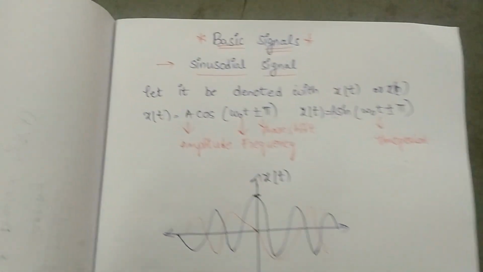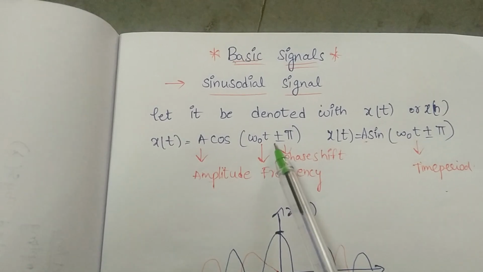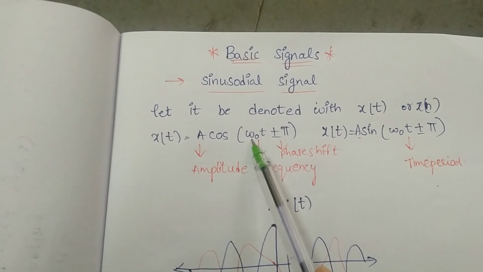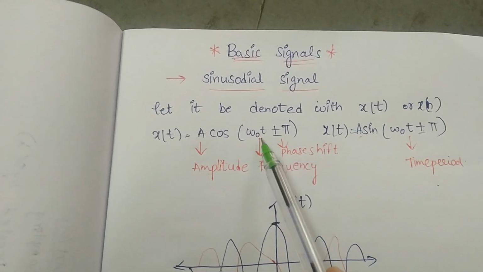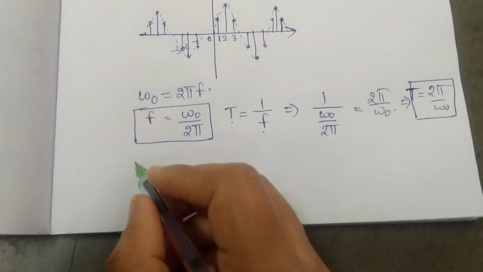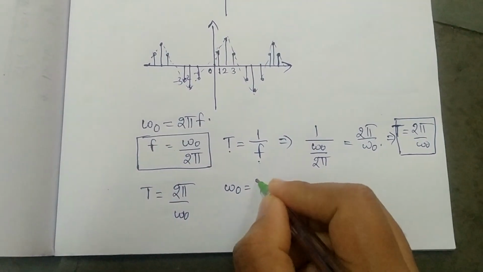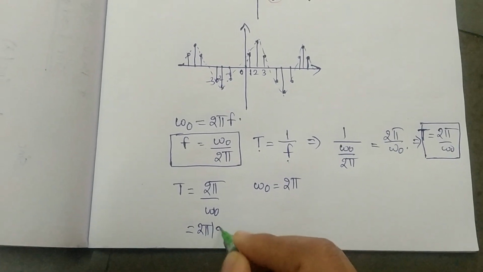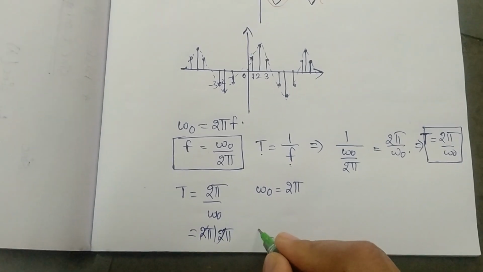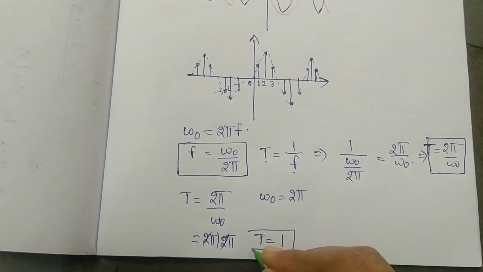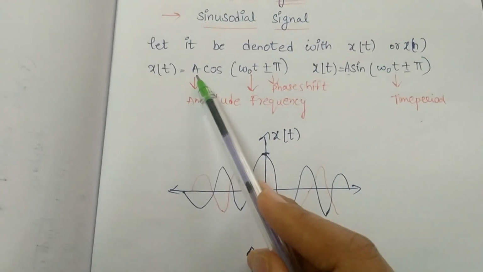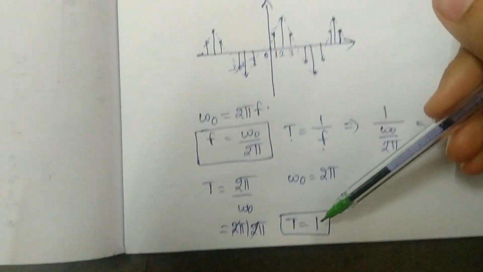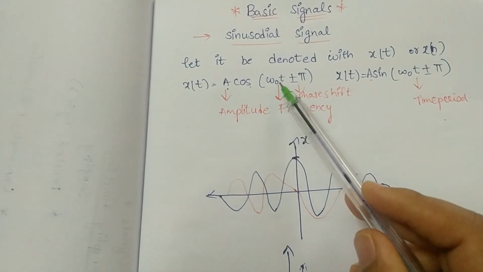For example, in this place, A cos(2 pi t) will be there. What is the frequency here? Omega naught is equal to 2 pi, so we can substitute 2 pi by 2 pi. Then it will be cancelled, so T is equal to 1, right? So A cos t, plus or minus, T means 1, right? Here A cos t will be there.